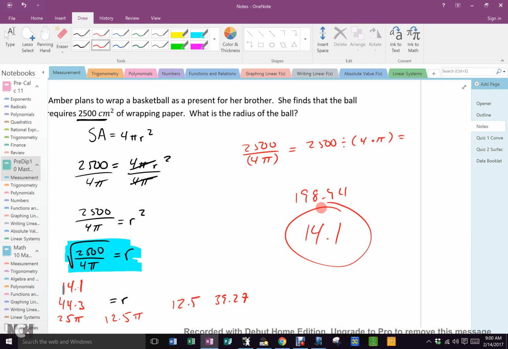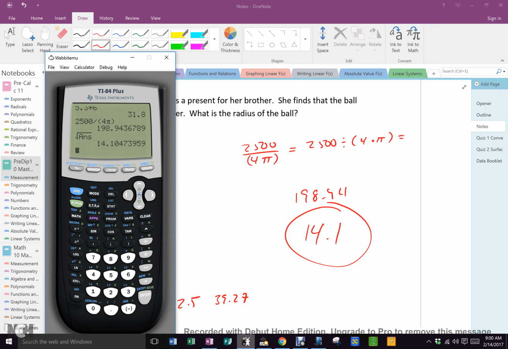Everybody cool? Now, if you desire to get this all in one go, it is still possible. Square root, right? Bracket 2,500 divided by bracket 4 pi, close brackets, close brackets. Okay? Everybody understand? These outside brackets cover the whole thing, and these inside brackets keep 4 times pi together. Okay? 14.1. Everybody cool?